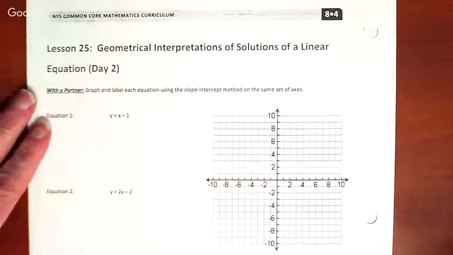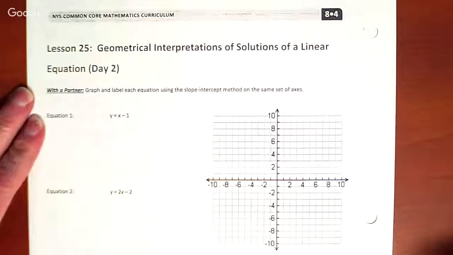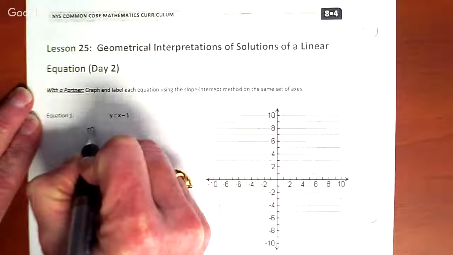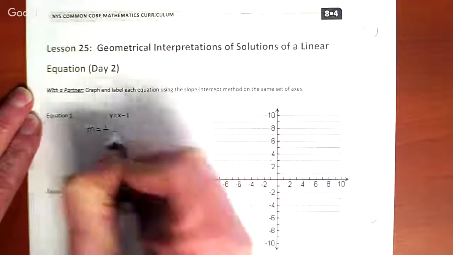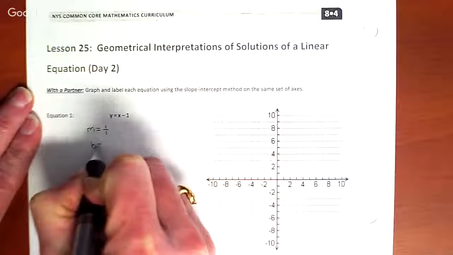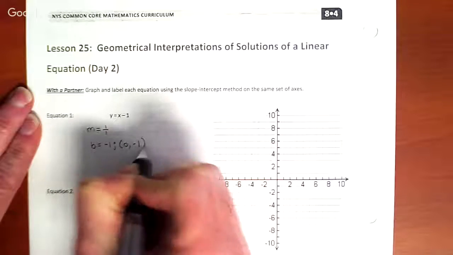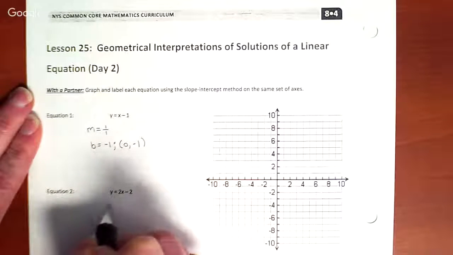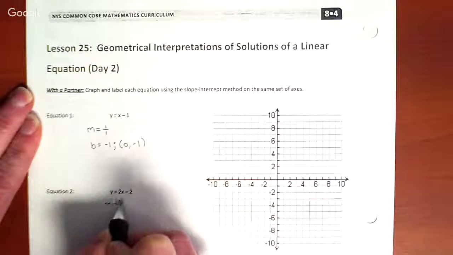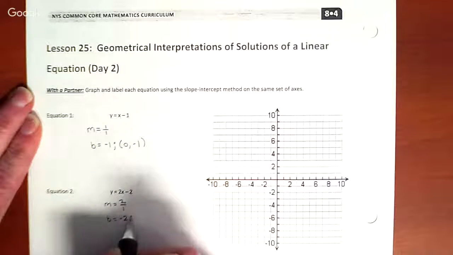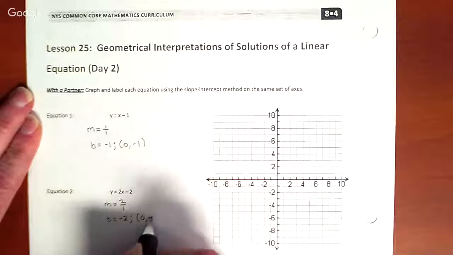This is lesson 25, a continuation from yesterday's lesson. With a partner, graph and label each using the slope y-intercept method on the same set of axes. So here, y equals x minus 1, our slope equals 1 over 1, or 1. Our y-intercept is negative 1, or 0, comma, negative 1. Our equation for number 2, our slope is 2 over 1. Our y-intercept is negative 2, and 0, comma, negative 2.